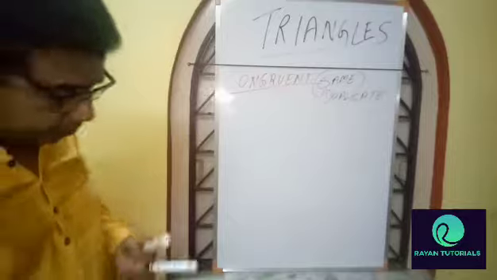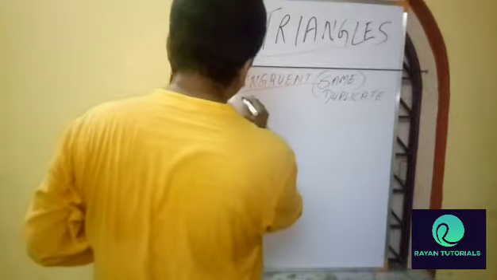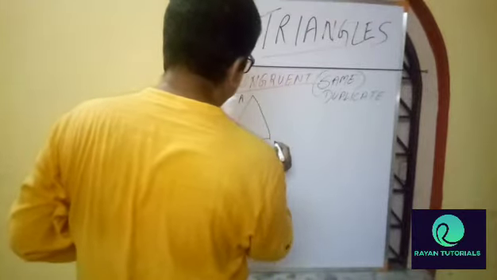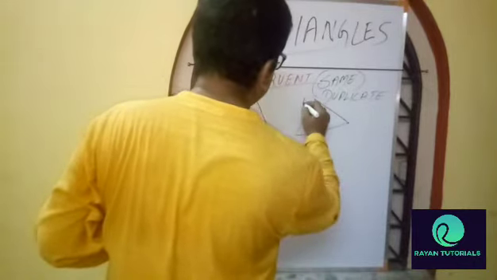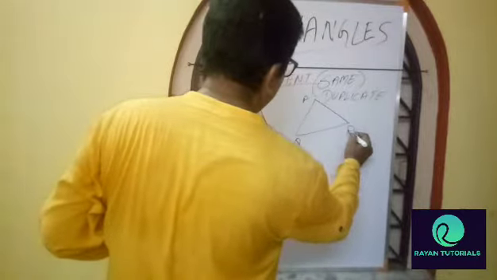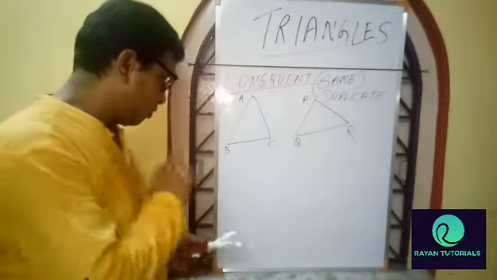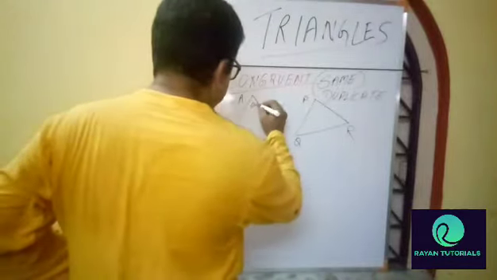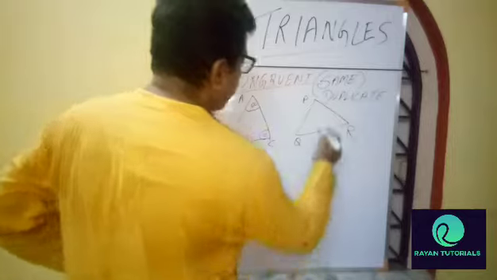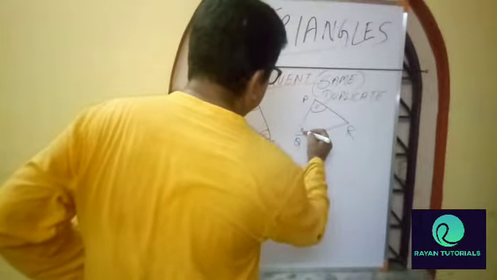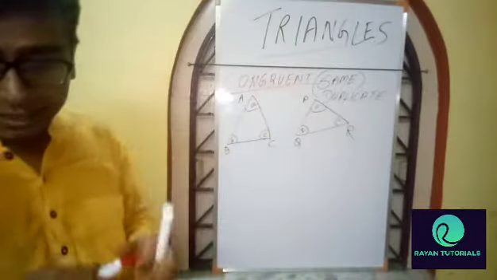Now, again let me draw two triangles. Suppose A, B, C. Here also I draw, let me name P, Q and R. Hope you can see this. Okay. What are the angles? Let it be A, let it be B, let it be C. Let it be P, let it be Q, let it be R. Anything else is there?